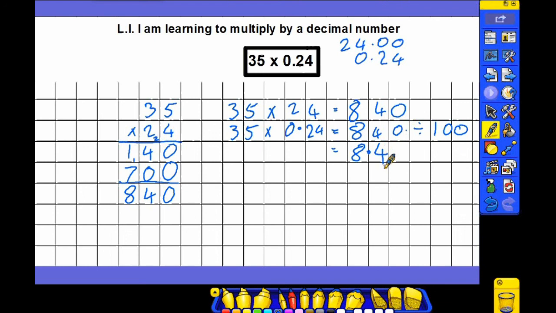Basically, anytime you see a decimal, treat it as not a decimal, and then divide it by either a 10 or 100 in order to make it the correct value in the end. So multiply as if it wasn't a decimal, and then divide it to make it into a decimal.